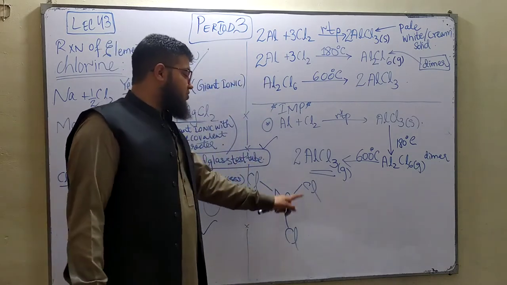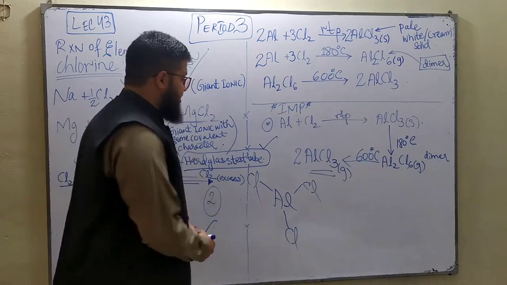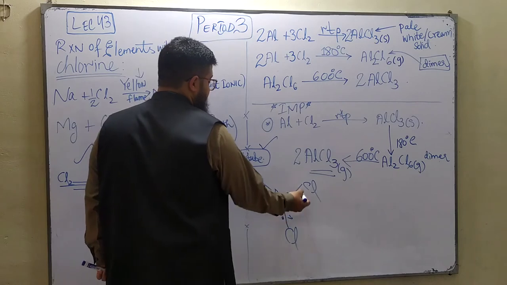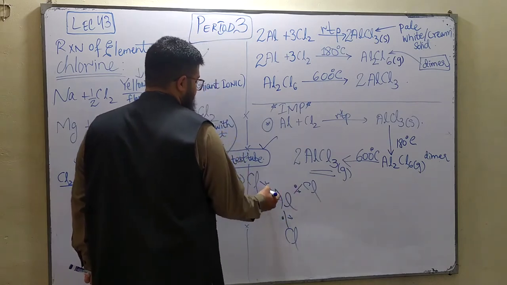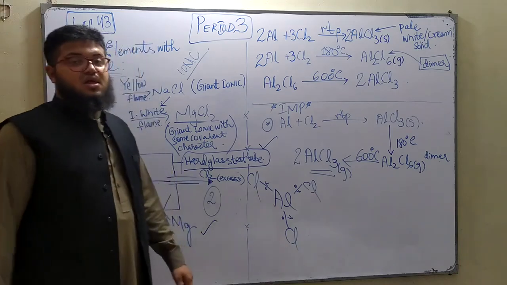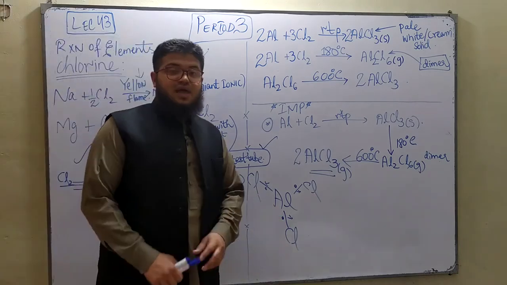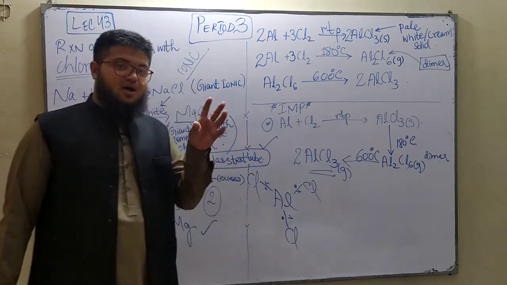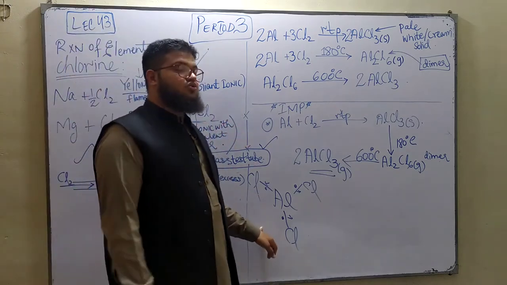And if you look at the outermost shell electrons, there are just 6 electrons in the outer shell. 1 from chlorine and 1 from aluminum, 1 from chlorine and 1 from aluminum, and chlorine and aluminum. So there are a total of 6 electrons in its outermost shell. So this means that the aluminum has not followed the octet rule. It actually violated it and occupied fewer electrons in its outermost shell.